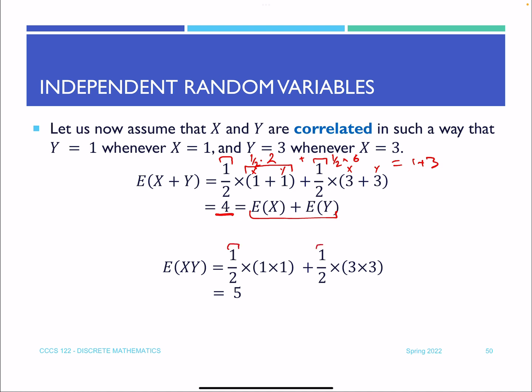So half and half, the probabilities of the 2 possible joint outcomes. And in here we have 1 times 1, in here we have 9 times 9. Oh, sorry, 3 times 3, meaning 9. So this becomes 0.5 plus 4.5, which adds up to 5, which is not equal to E of X times E of Y. Which means X and Y are not independent.